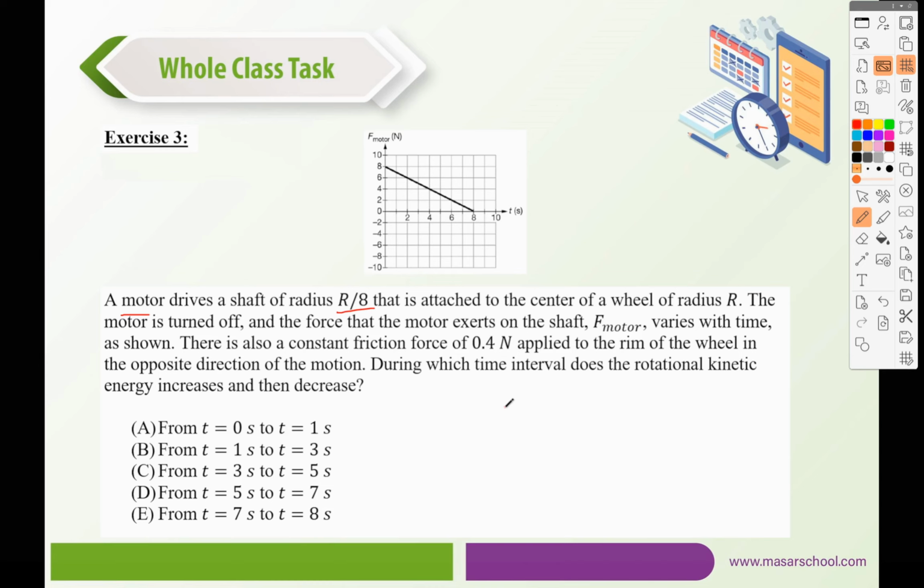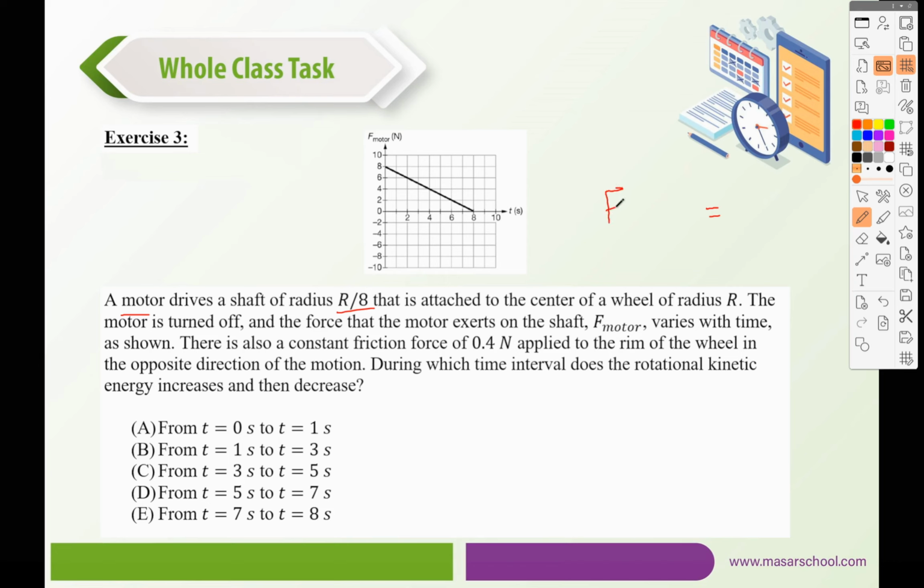So here we're talking about two torques being applied in opposite directions. During which time interval does the rotational kinetic energy increase, then decrease? This happens whenever the torques are balanced. We expect that previously the torque produced by the motor should be greater than that produced by friction. When they are balanced, after that the torque produced by the friction is greater than that of the motor. So for that, let's equate both torques. Since they didn't mention anything about the angles, we're assuming that the force is being applied tangentially to the disc.